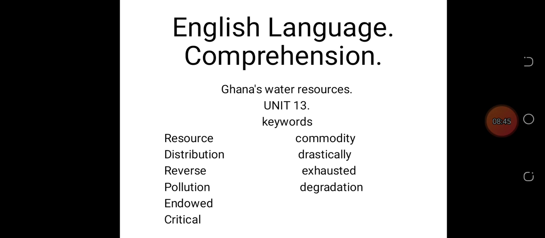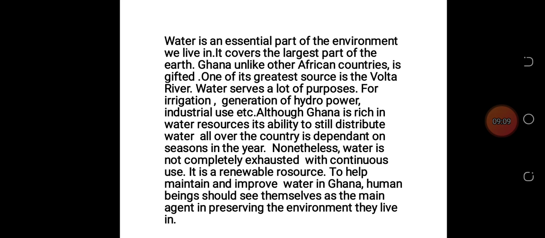So what I want to do is give us a summary of the passage, and when I finish, I would like you to read the passage on your own with the definitions given. You read the passage on your own and try to deduce meaning out of it. So what is the passage about? Ghana's water resource. This is just a short summary of what the passage is about.